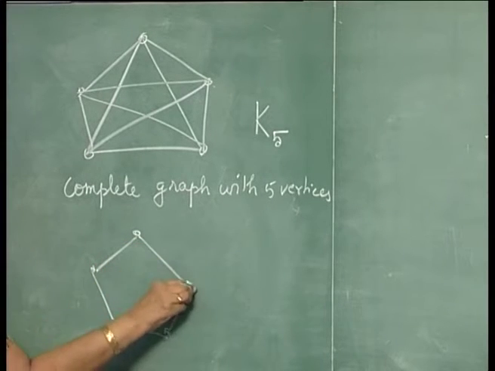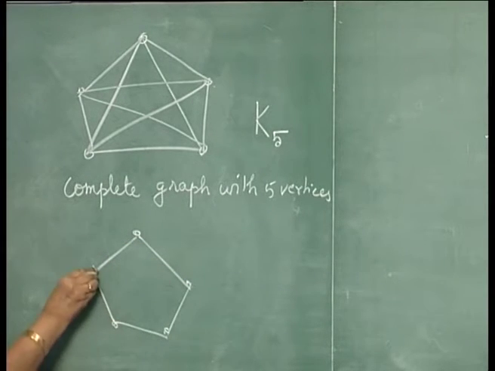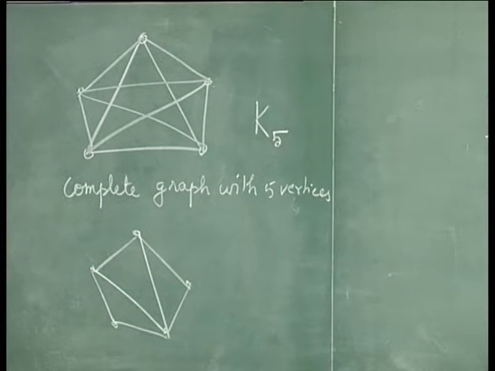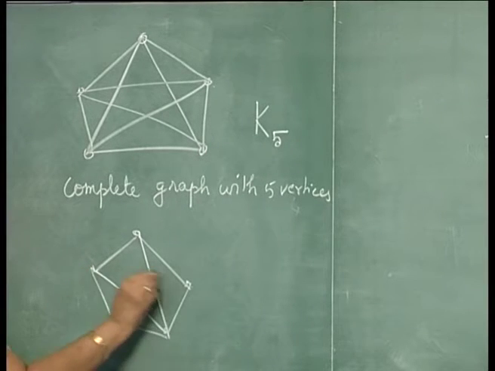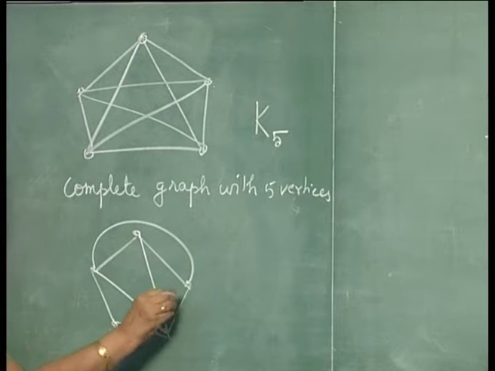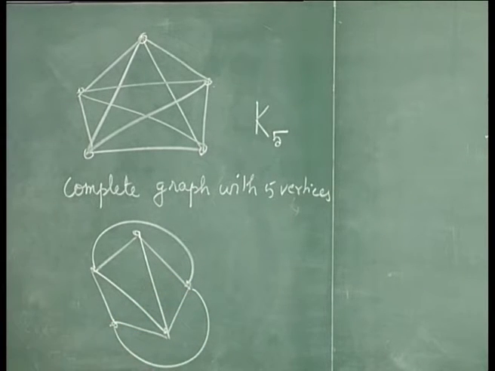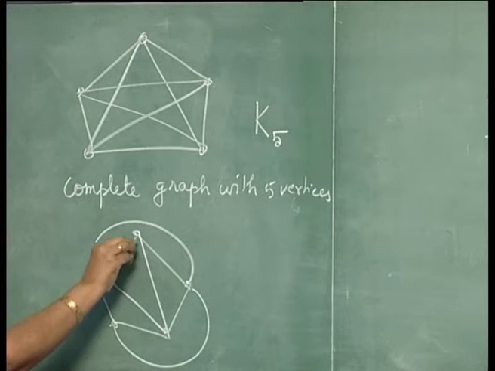There are 10 edges. You can have one like this, one like this, no problem. 7 edges you can draw like this. The edge between this you can draw in this way. The edge between this you can draw like this. What is the other edge? The edge between this and this.